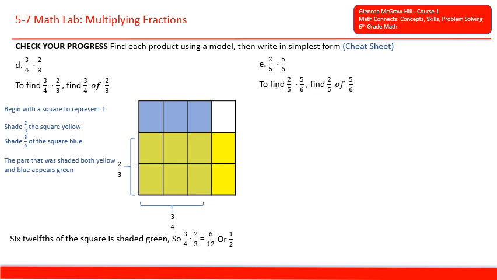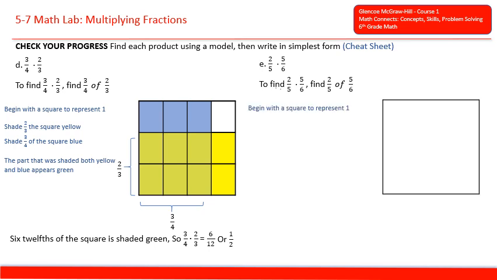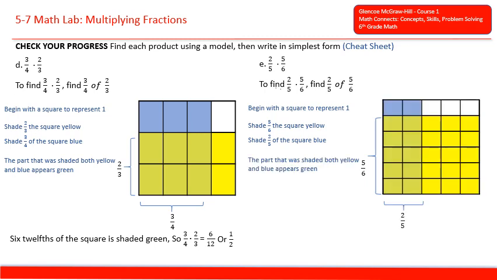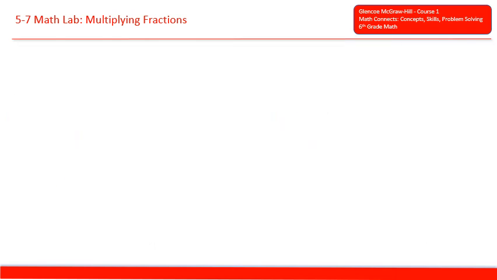2/5 times 5/6. Find 2/5 times 5/6. We find 2/5 of 5/6. Begin with a square to represent 1. And we will shade 5/6 of the square yellow, and then shade 2/5 of the square blue. And the part that was shaded both yellow and blue appears green. 10/30 of the square is shaded green, so 2/5 times 5/6 equals 10/30, or 1/3 if we simplify by the greatest common factor of 10.